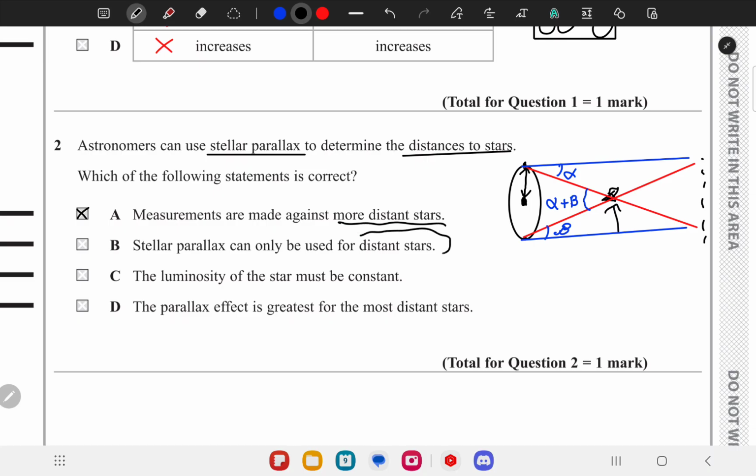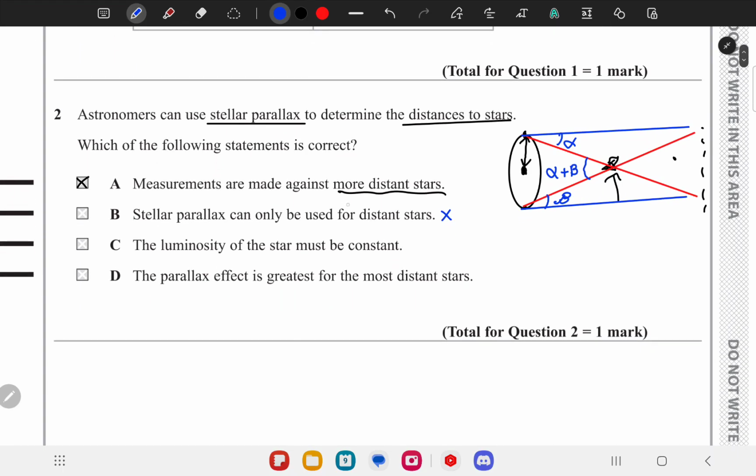Stellar parallax is usually used only for nearby stars. If the stars are too distant, this angle over here will become smaller and smaller, and at some point the angle will be too small for us to even measure. So this is not it. It's used for nearby stars, not distant.